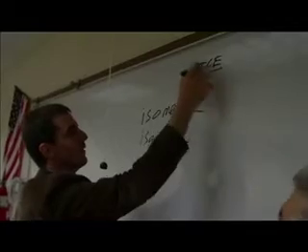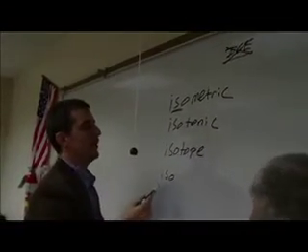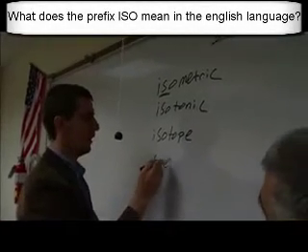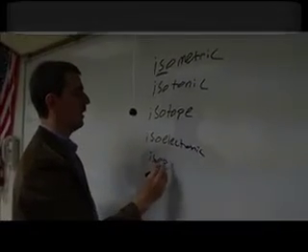I see. ISO. That's I-C. Yeah, that's first. ISO. Isometric, okay. Isotonic. Isotope. What's some more ISO? Isoelectronic. Okay, I know that word. How about isopropyl alcohol? I've heard of that.